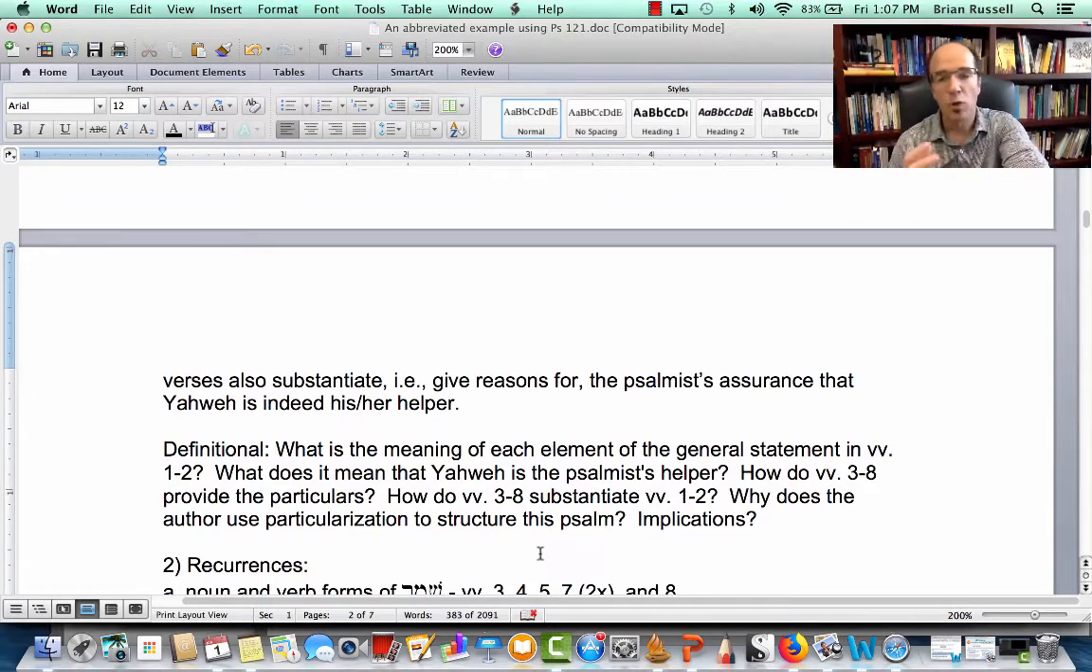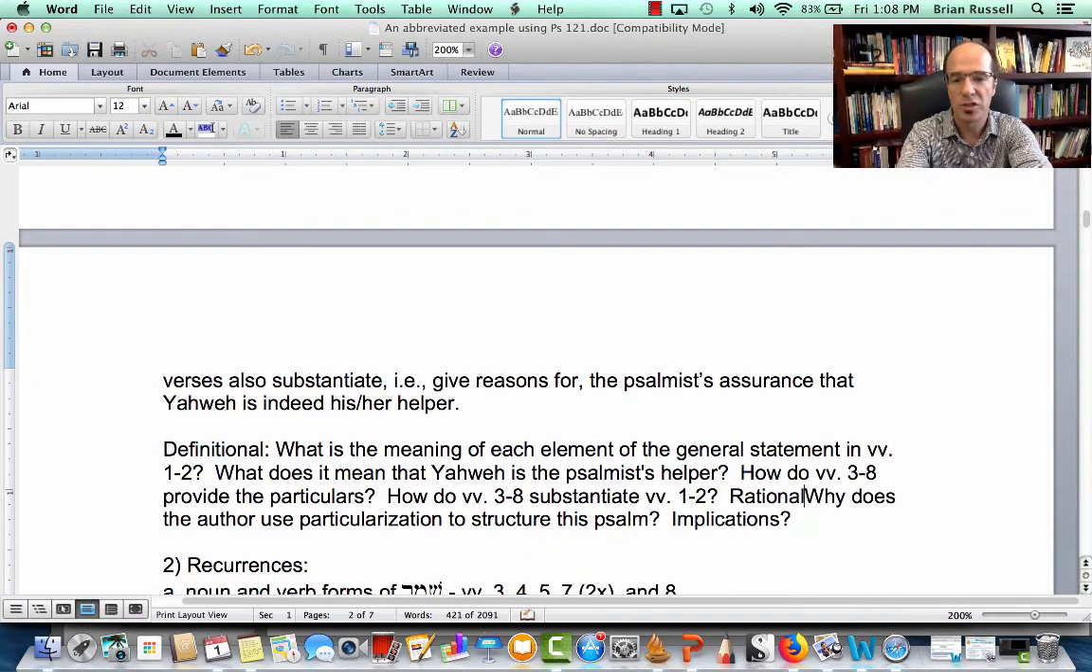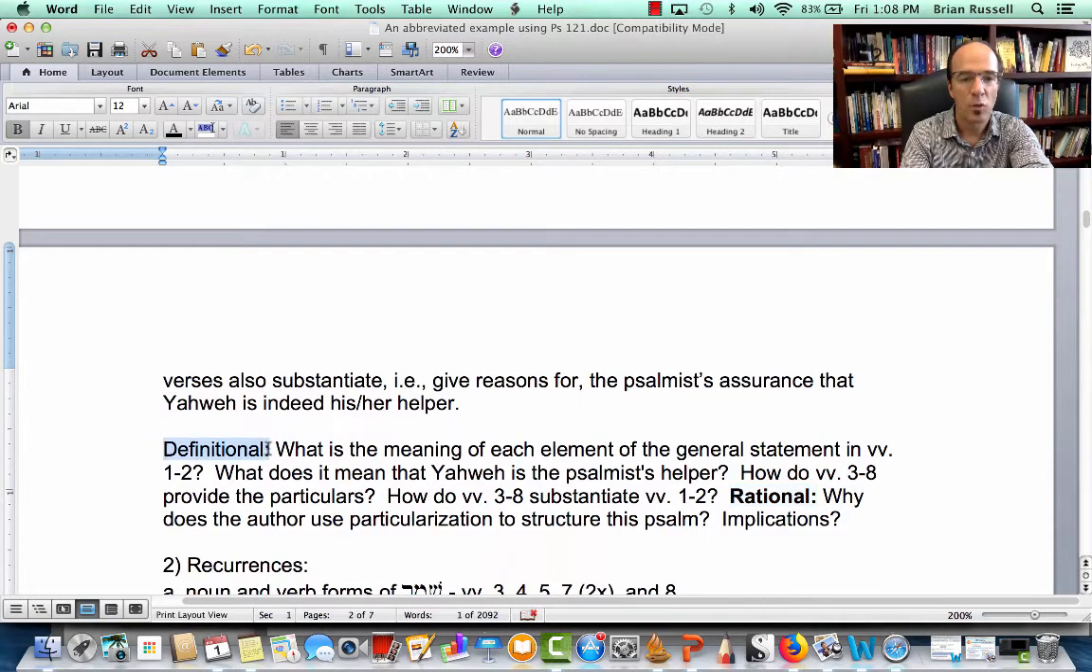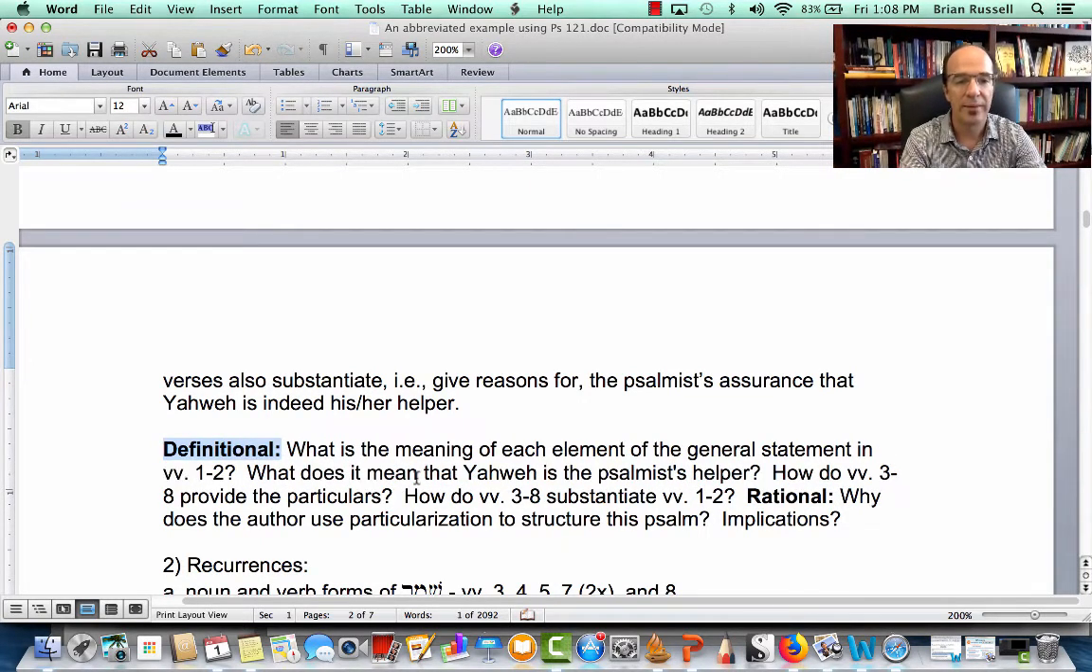If you have trouble writing questions, start with the generic questions on my structure sheet. They're right under the descriptions of the structures. Now we also have rational questions. I'll put that in bold there so you can see it, and I'll bold definitional as well. Rational questions ask why. So why does the author use particularization to structure this psalm?